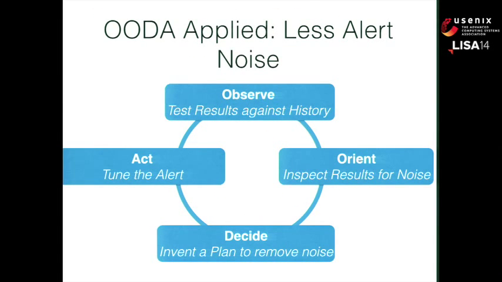So what about when we apply it to alerting? We want to be able to iterate fast. So we need to be able to test results against history. That's our observation. That's the thing we can observe. We need to orient ourselves. So we look at those results. We drill down. And as we do that, we decide if they're noise or if they're actual proper signal. Then you need to decide how you're going to tune the alert, how you're going to change it to get rid of that noise. And then you act, you tune it, and you run it again, and you see if your observation had the result, and you iterate, and you iterate, and this should be done over minutes.